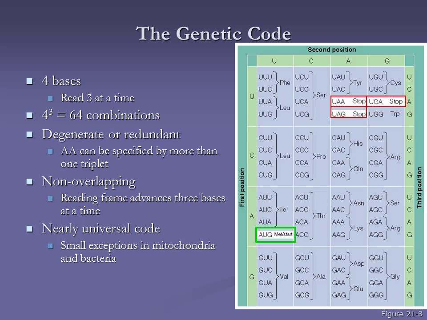Here's our AUG, in the A box for the first nucleotide, in the U box for the second, and there we have the G. That's your methionine start. Now we also have our 3 stop codons. I wish it was easier to remember those. I only really remember one, and it's this one, UAG.